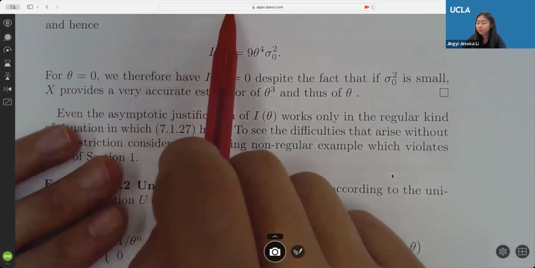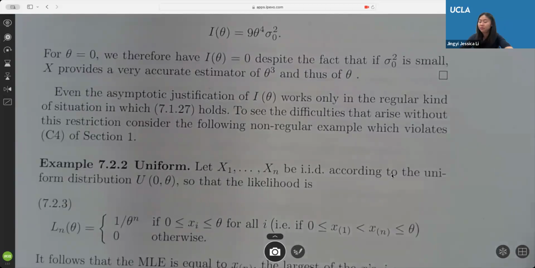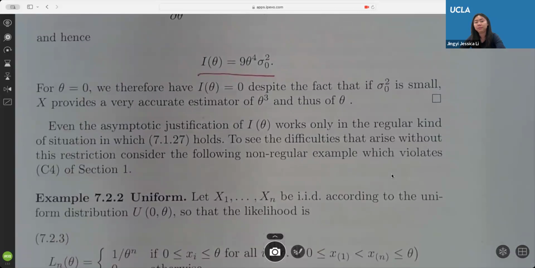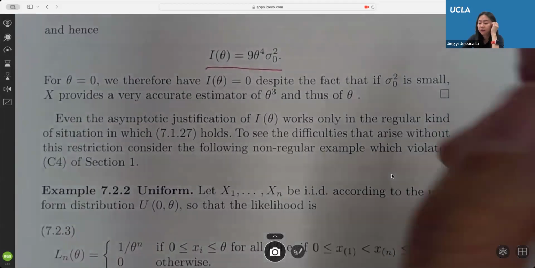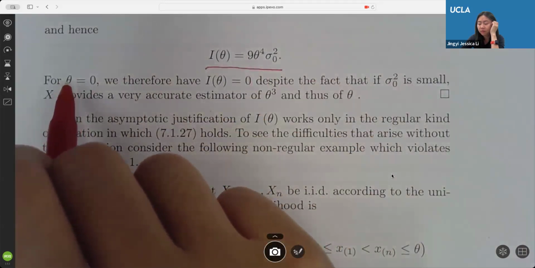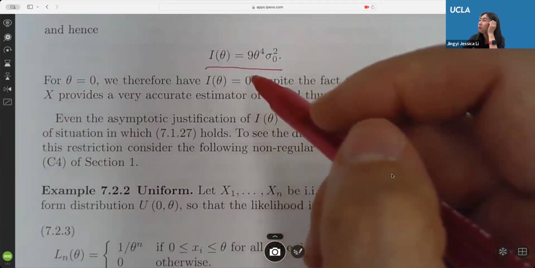And then if you take the derivative, this is the derivative, and this is the Fisher information. I skip the details, I just want to give you the result. So this is the Fisher information in terms of this θ. And you can see that if you set θ, the cubic root of the mean, to 0, then you will have Fisher information equal to 0.